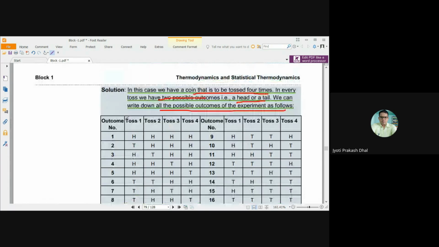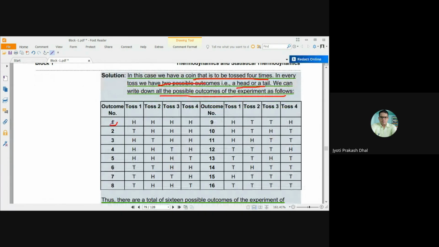The outcome number one. You have to toss the coin 4 times. The outcome number one is like this: four heads, head for toss one, head for toss two, head for toss three, head for toss four. And similarly, the second outcome will be like this: one tail, and after that three consecutive heads. The third event will be like this: head, after that a tail, after that two heads.